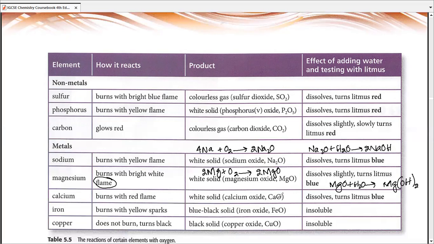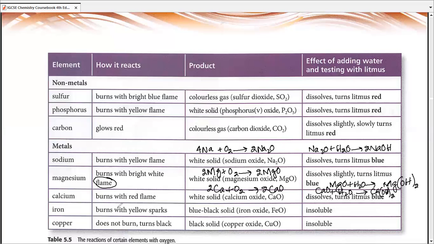It produces a white solid, that is calcium oxide. The reaction is pretty similar: 2Ca plus O2 gives us 2CaO, which dissolves in water. CaO can easily dissolve in water. CaO plus H2O gives us Ca(OH)2, which can quickly turn the red litmus paper blue. The solubility of calcium hydroxide is more than the solubility of magnesium hydroxide, so it dissolves faster and it turns the red litmus paper into blue very quickly in comparison with magnesium hydroxide.